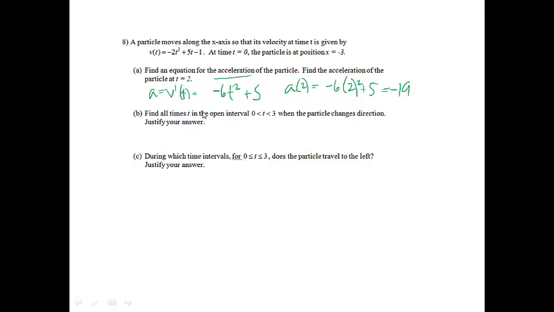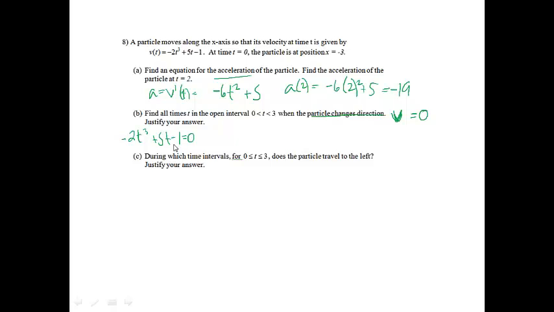Right, find all times t in the open interval 0 to 3 when the particle changes direction. If the particle changes direction, I know that the velocity is going to go from positive to negative. So I need to actually make a velocity chart, and to do that, the first thing I need to do is figure out where the velocity equals 0. I'm going to take the velocity formula and set it equal to 0.